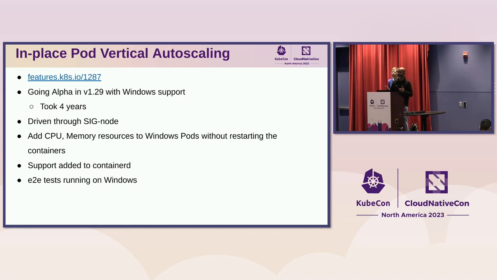The KEP was initially driven through SIG Node, and there was a lot of support from SIG-Windows in getting the Windows pieces going for this. The details about this feature are basically that you can now add CPU and memory resources to Windows pods, and when you change them around, you don't need to restart the pod itself. They take effect without the pod being restarted. And this is really useful because there are less chances of your pod getting evicted from the node, landing up in another node. So this is a really cool feature.